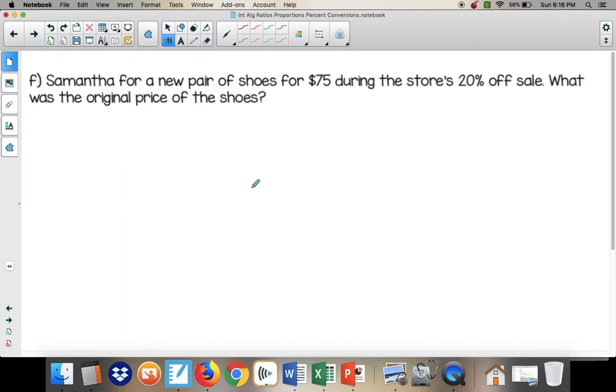All right, so Samantha, number 4. Let's say Samantha bought a new pair of shoes for $75 during the store's 20% off sale. What was the original price of the shoes? All right, so this time she bought them for $75. They were 20% off.